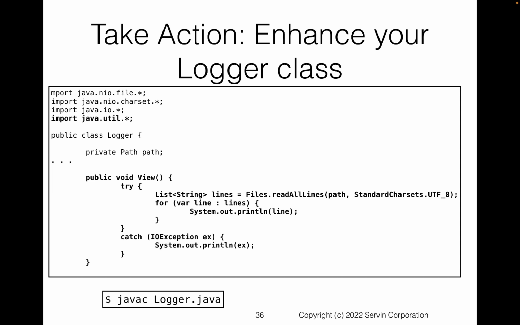So we have that variable called lines, and then in our for loop we say for a line in the lines, and the idea is we go through each one and we do a println to show the contents of that line. Of course, if we have an exception, we'll catch it and we'll print out the exception. So we go ahead and enter that code and do a javac to compile the Logger.java.